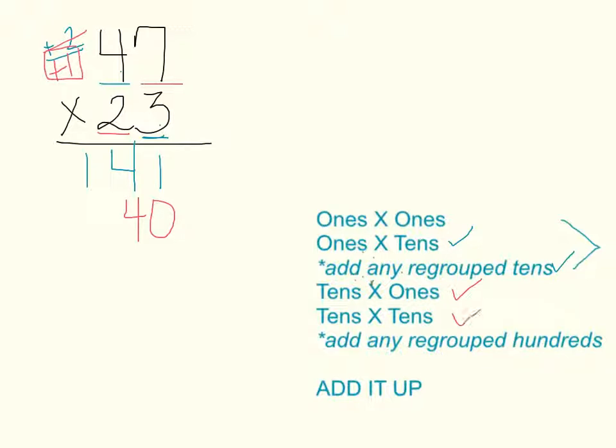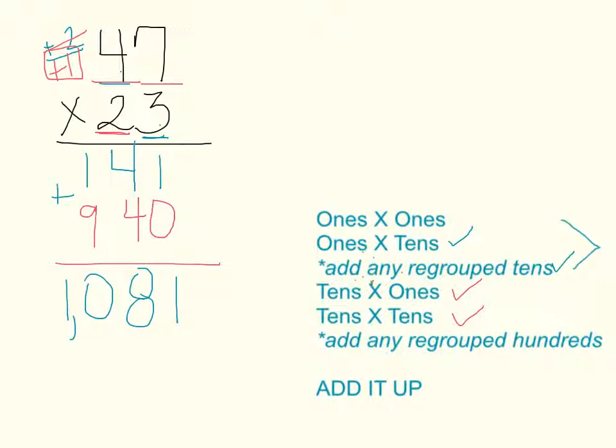Now I'm going to multiply my tens times my tens. 2 tens times 4 tens is 800, plus 1 more 100 is 900. And of course, my most favorite step is to add it up. And I'm going to go ahead and add it up to get my answer.